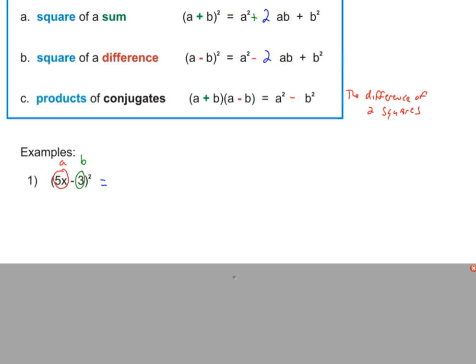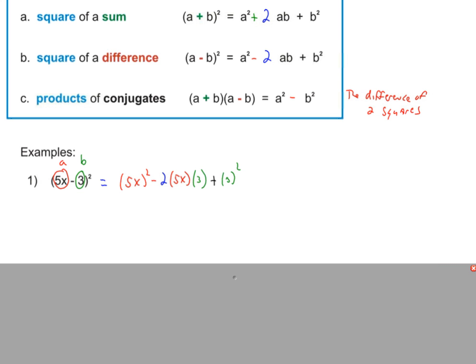The negative 3 is the B. Okay, so we're supposed to take the A and square it, right? Then we're supposed to do a minus, and then a 2, and then we're supposed to multiply that times A, which is 5x, times B, which is 3, and then a plus sign, and then we take that last term, that B, that 3, and square it.